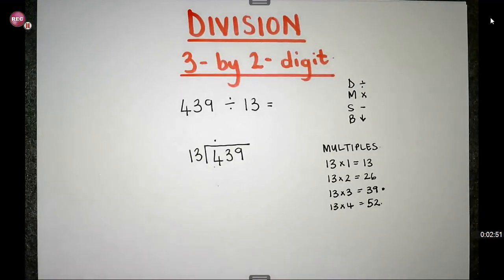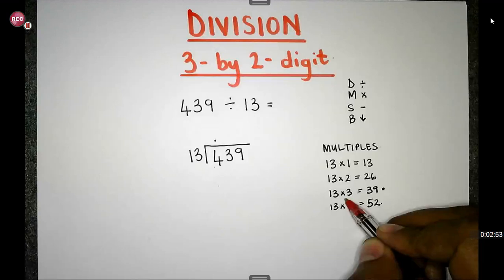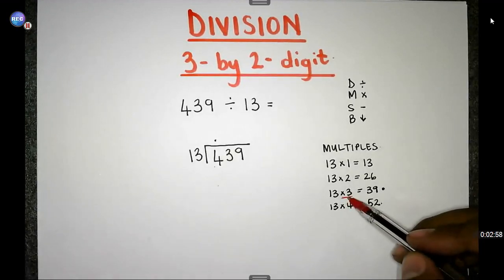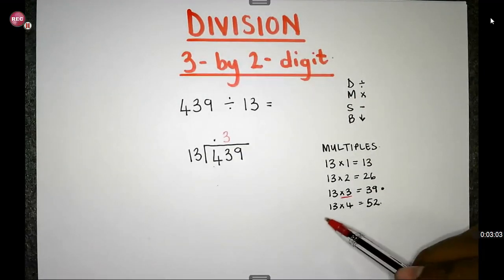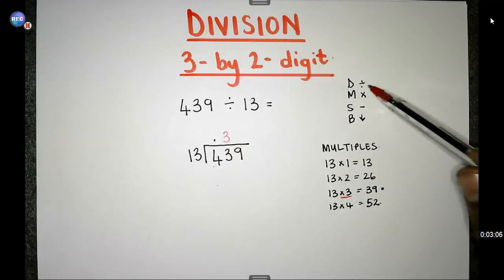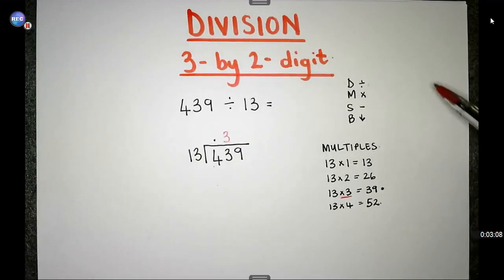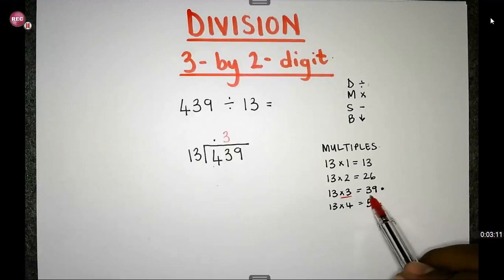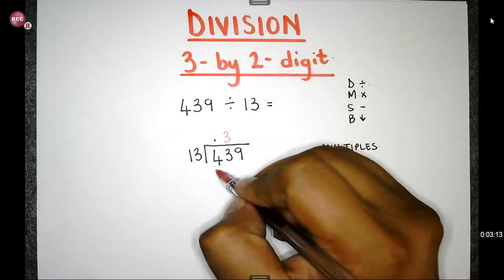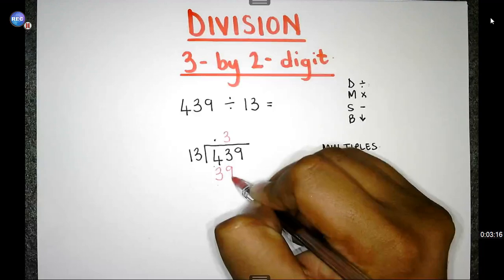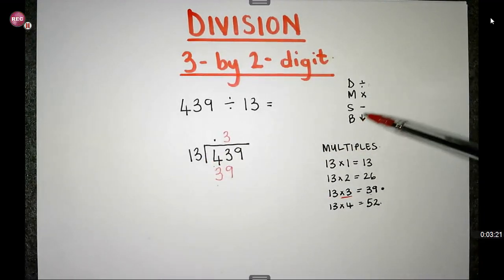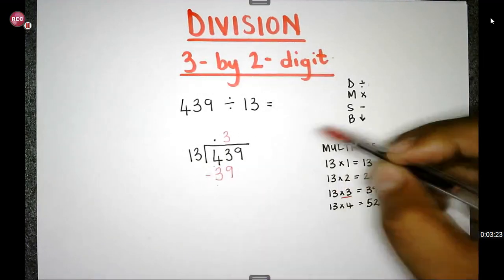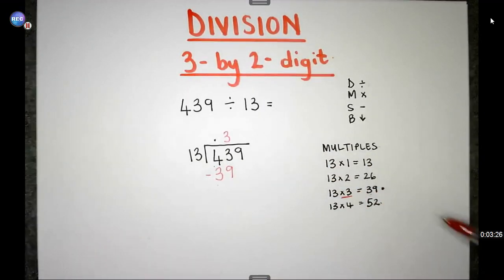What we do next is, we say that it goes into 43 3 times. So this number, we write at the top. So 13 goes into 43 3 times. That's the division part done. Next is multiply. But we have our multiples here to support us. So 39 comes at the bottom. That's multiplying. 3 times 13. Next we have to subtract. So it's 43 minus 39.